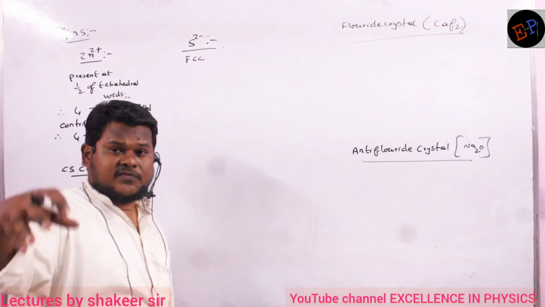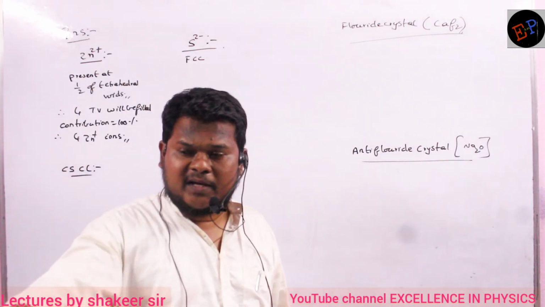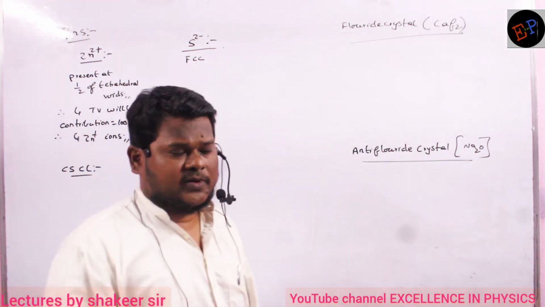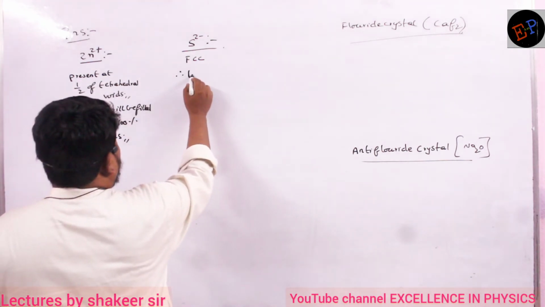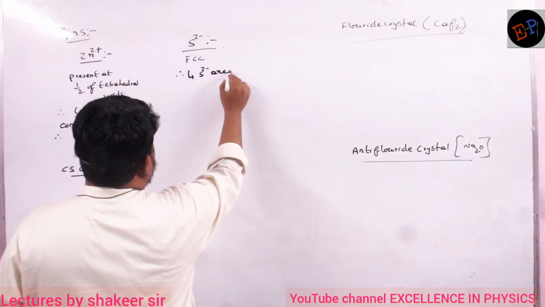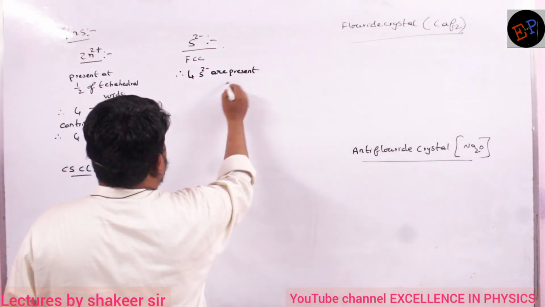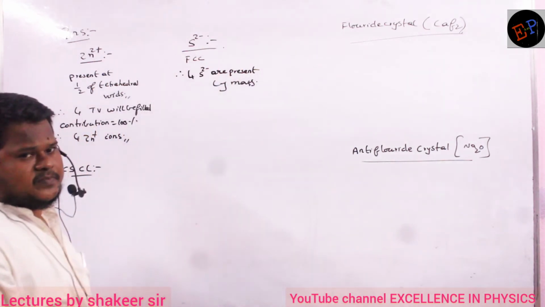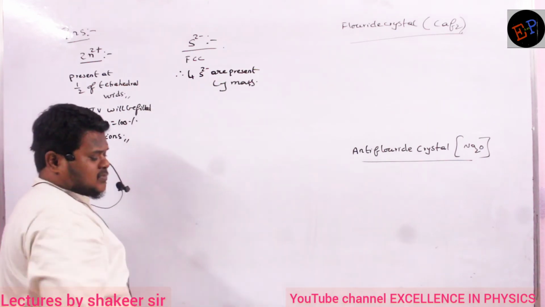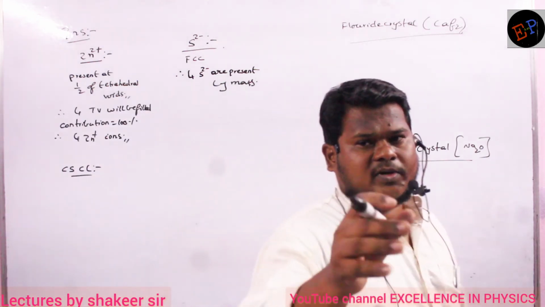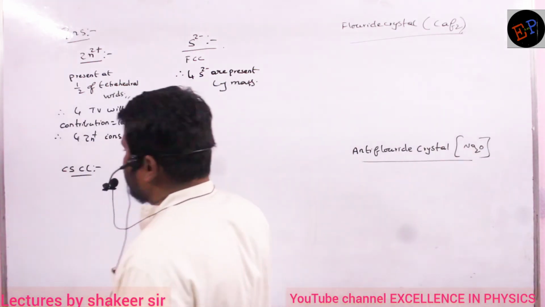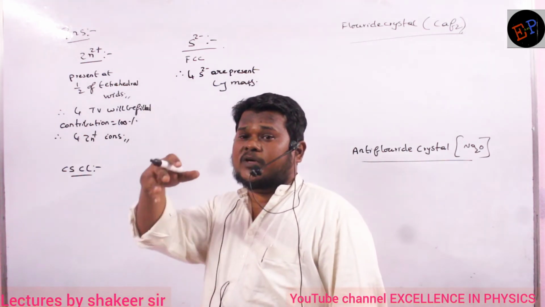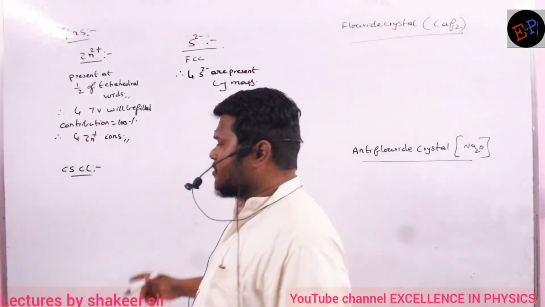If atoms are present at FCC, how many atoms are present per unit cell? 4, already we have studied, no? I am not doing the calculation. Therefore, 4 S2- are present per unit cell. You do the calculations. Are you able to understand? 4 sulfur ions are present in the unit cell. So how many zinc ions? 4. How many sulfur ions? 4. So how many formula units will there be? 4 formula units. That's all, no?